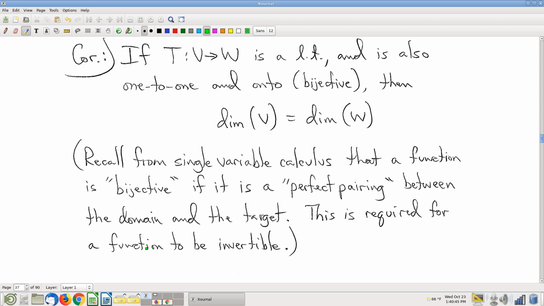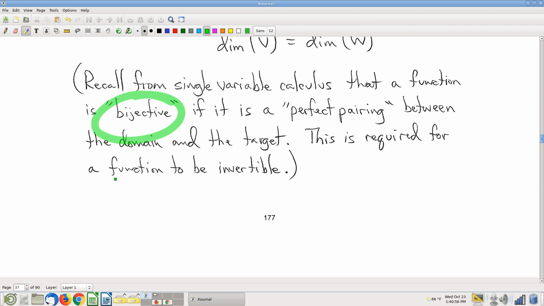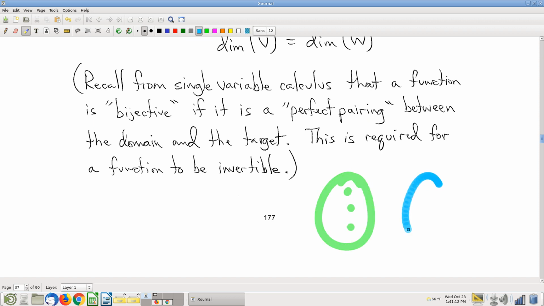So last time we were talking about this word bijective while we were discussing linear transformations. Remember, the idea of bijective is that you have a perfect pairing. For every output, there's an input, and for every input, there's an output. A perfect pairing between the target and the domain. We were drawing pictures that look kind of like this, and a perfect pairing, for example, might look something like this. Sometimes it's called a bijection.